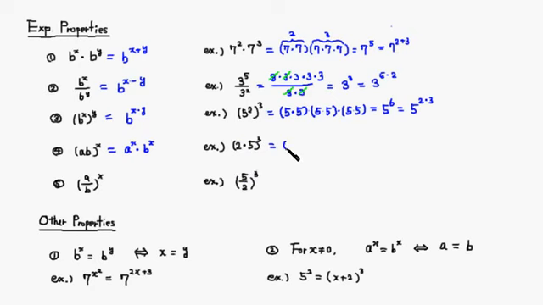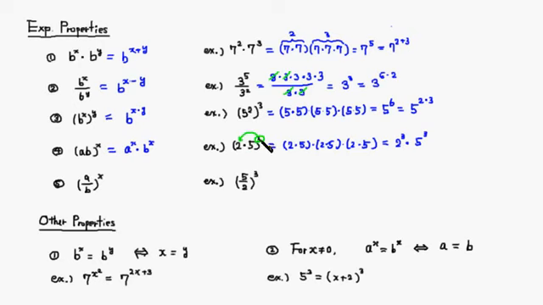This means that you have 3 of 2 times 5. So it's going to be 2 times 5 times 2 times 5 times 2 times 5. Then you just collect all the 2's. How many 2's? 1, 2, 3. So it's going to be 2 cubed. How many 5's? 1, 2, 3. So 5 cubed.